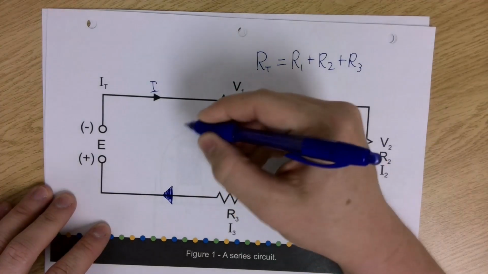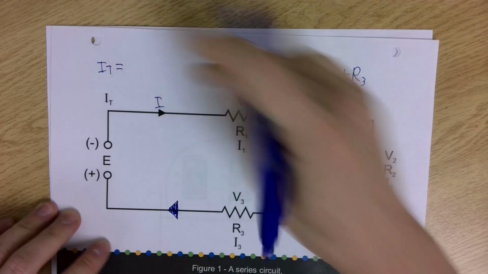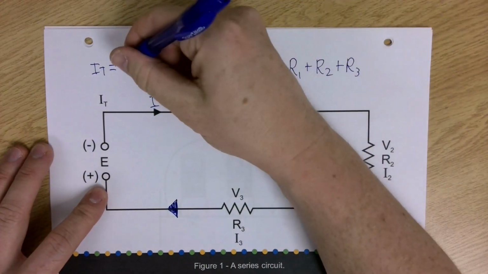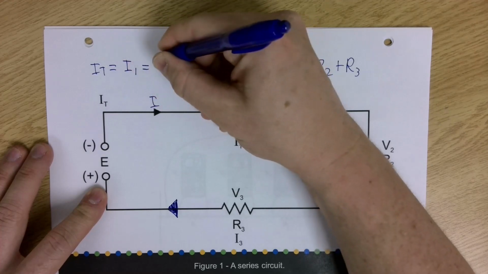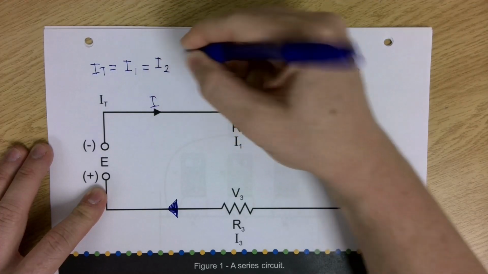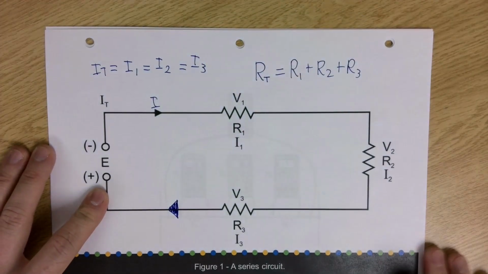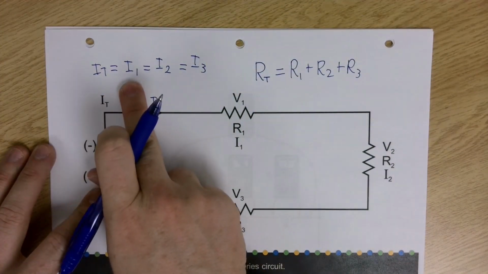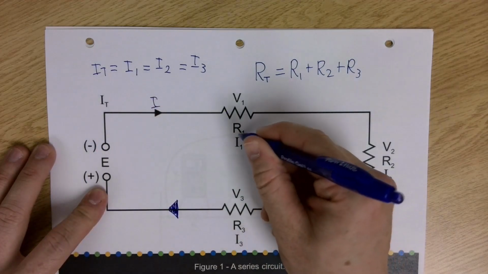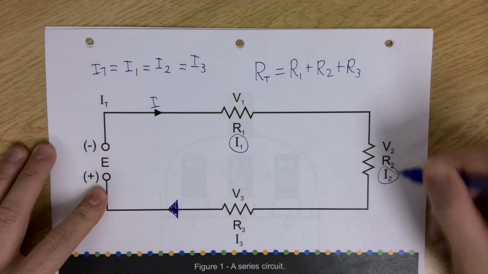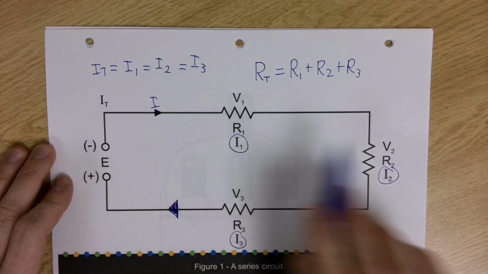I total: because there's only one path for current to flow, at every point in the circuit, the current will be the same value. So I total is the same as I1, it's the same as I2, it's the same as I3, right? At this point, at this point, at this point, in this entire series circuit, the current will be the same.